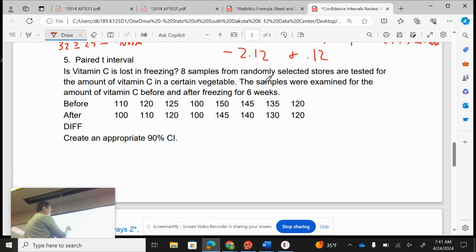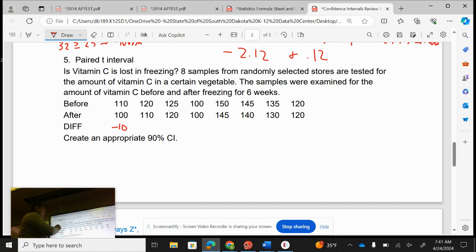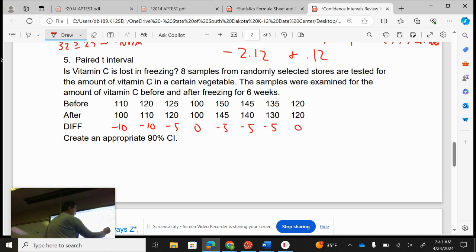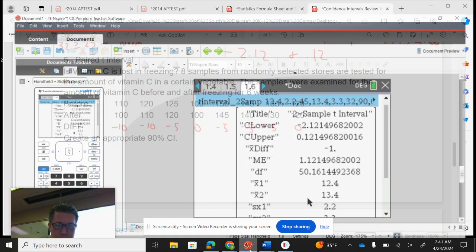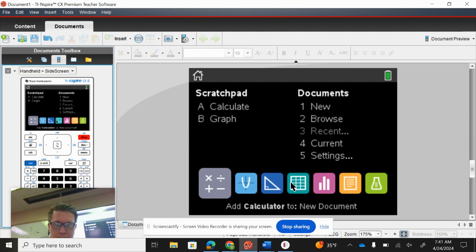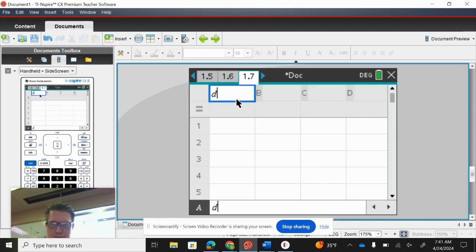The first thing I would do is get all these values. Now I usually make the rule after minus before, because here we've got something they're cooking, a vegetable, and that negative 10, if I do after minus before, it makes more sense because it lost vitamin C, lost vitamin C, lost vitamin C, stayed the same. Lost vitamin C, lost vitamin C, lost vitamin C, stayed the same. Then we've got 2 negative 10s, 4 negative 5s, and 2 zeros. Sorry, I didn't get these in. We'll call this one D.